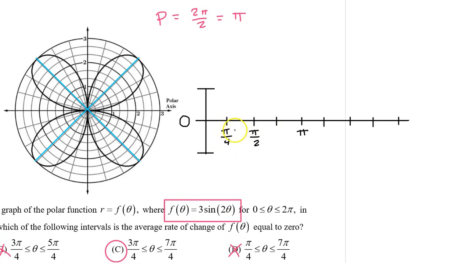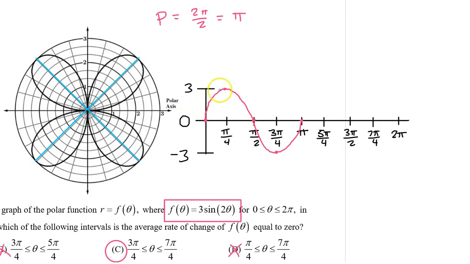Now I'm going to do multiples of this. So this is 1 pi over 4, 2 pi over 4, 3 pi over 4, 4 pi over 4, 5 pi over 4, 6 pi over 4 is 3 pi over 2, 7 pi over 4, and 8 pi over 4 is 2 pi. The 3 in the front tells us that the amplitude is 3. So 3 above 0 and 3 below.